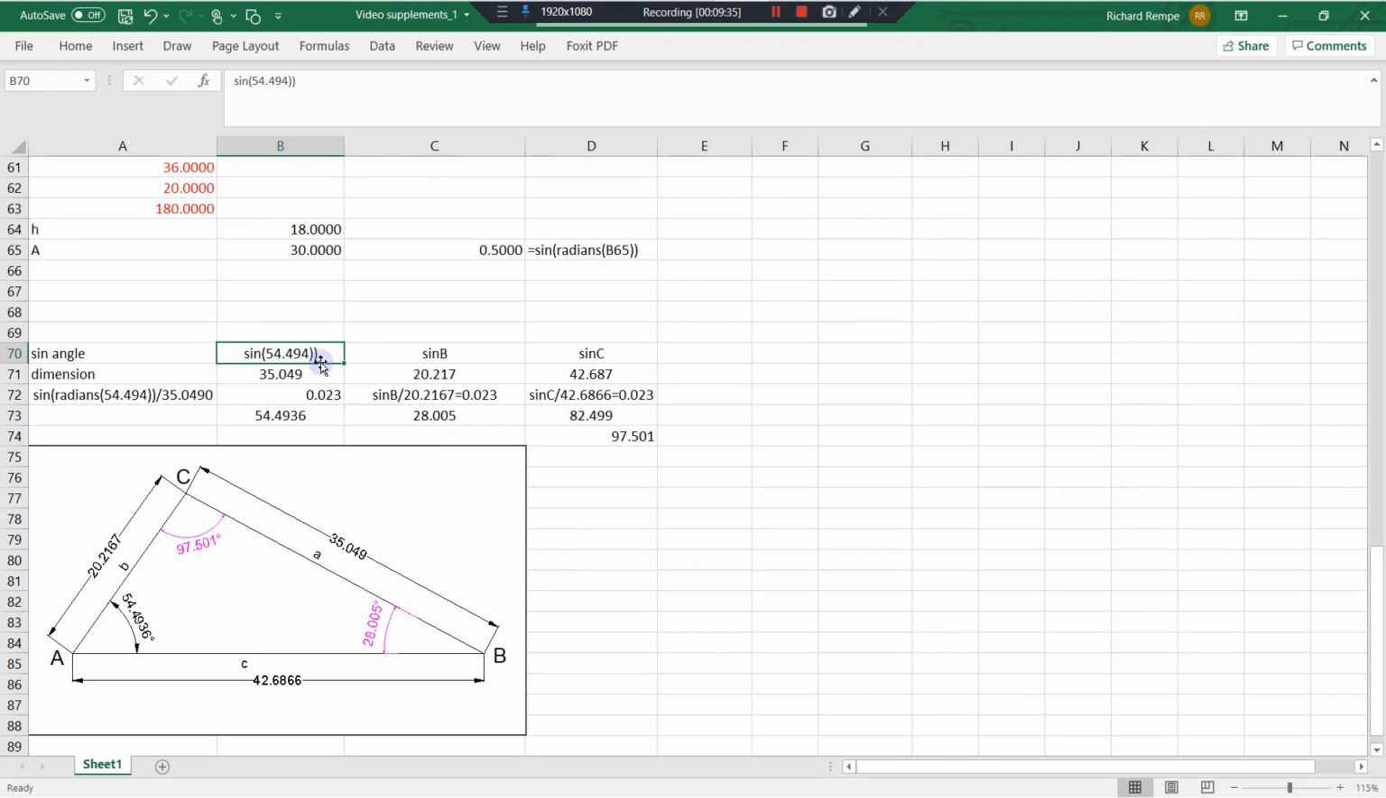So sine of 54, so we're looking, here's the given stuff in black. And we have the opposite side is a. So we have sine of a angle, and we have side a. So sine of a divided by side a will equal this, right?